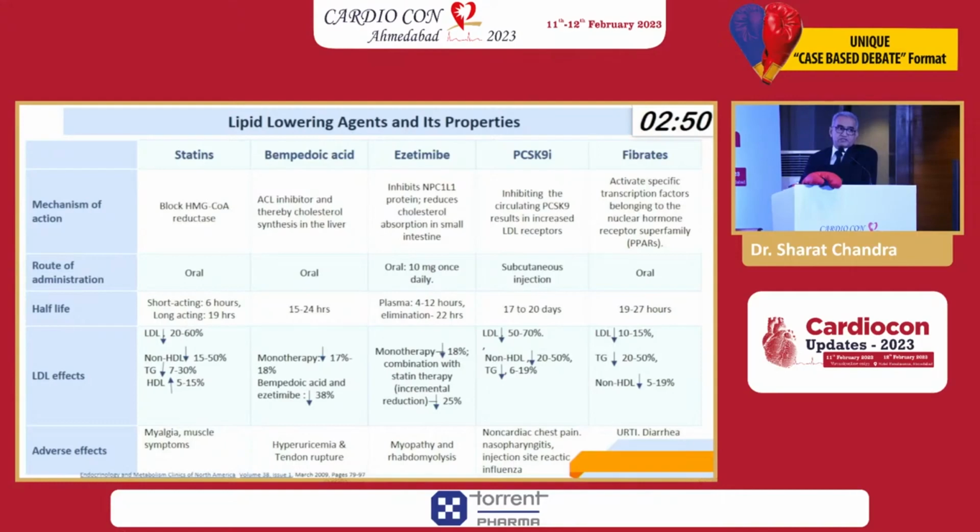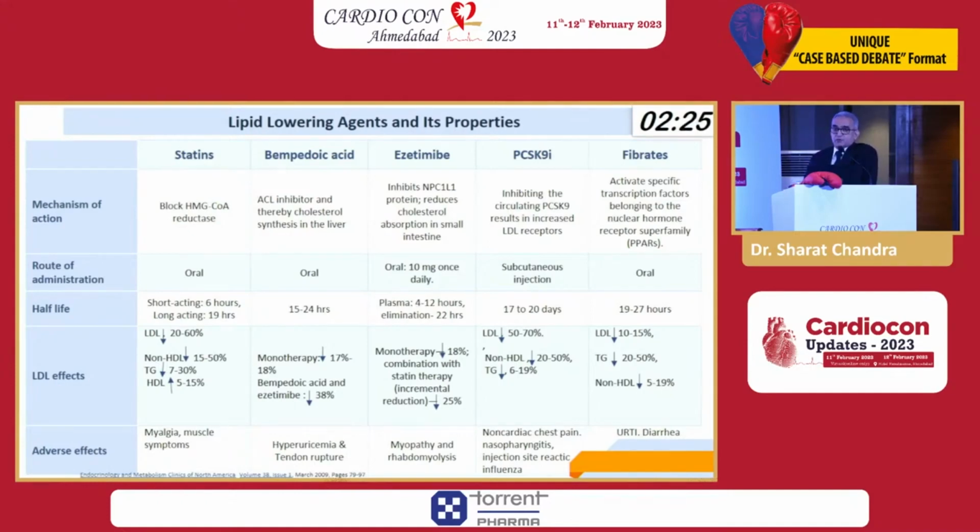And the combination has not been shown to increase the side effects of either of the two drugs. The problems with bempedoic acid are two. One is hyperuricemia. The glucuronide metabolite of bempedoic acid interferes with the excretion pathway of uric acid, and therefore it raises the uric acid levels in the blood, with a resultant slight increase in gout.